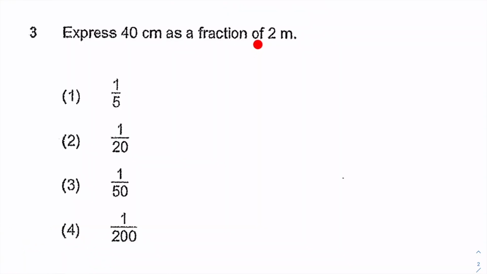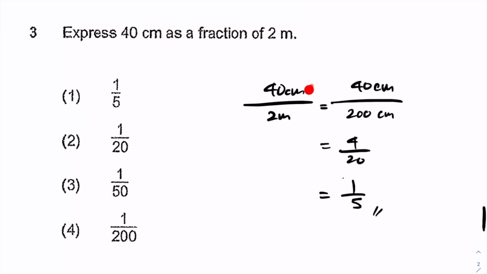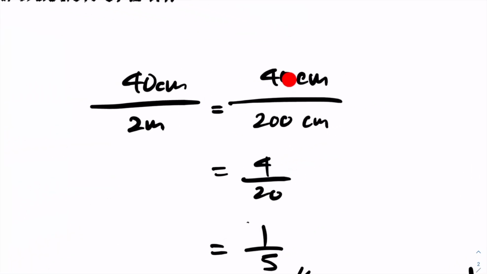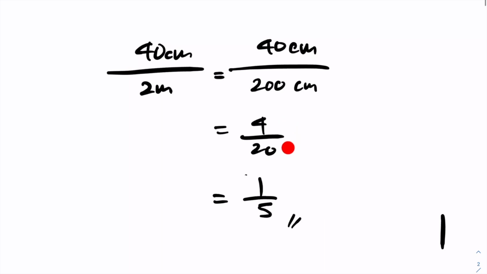Question 3, points to the denominator. So I know that this is the numerator and this is the denominator. So here we go, 40 centimeters, 2 meters, convert both to centimeters, cancel 1 0 from the top and bottom, you get 4 over 20, then you divide by 4 on each side, and then you get 1/5.